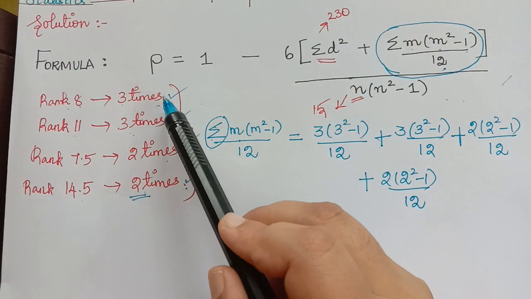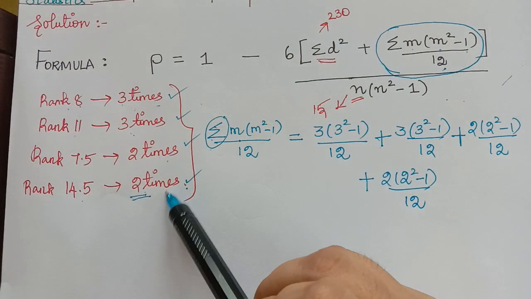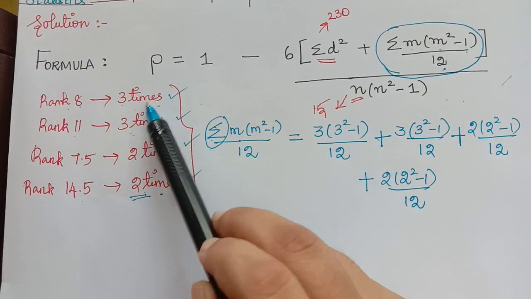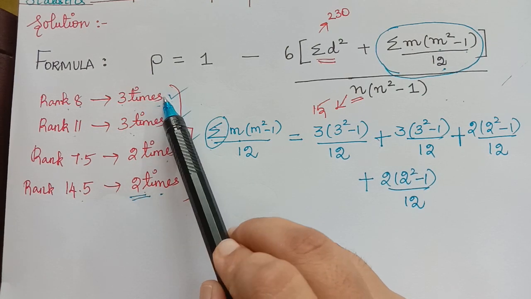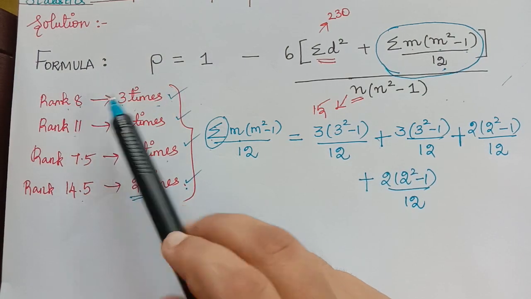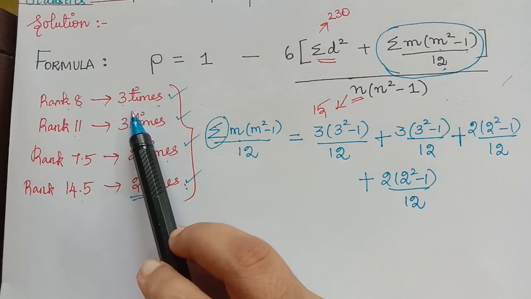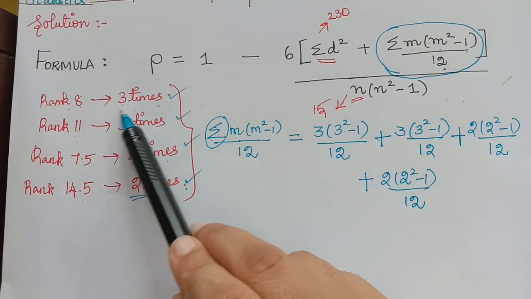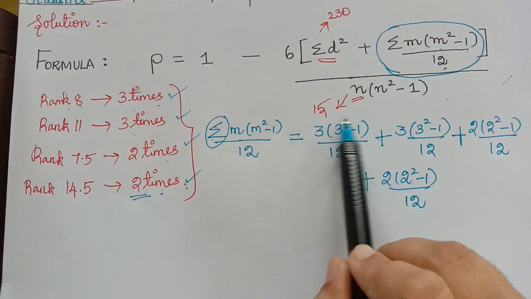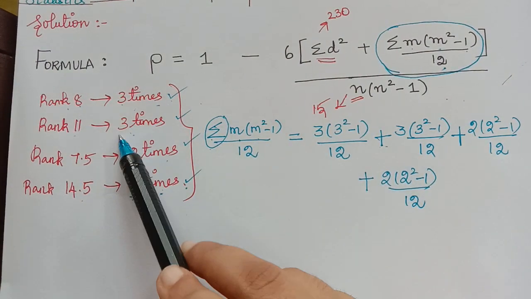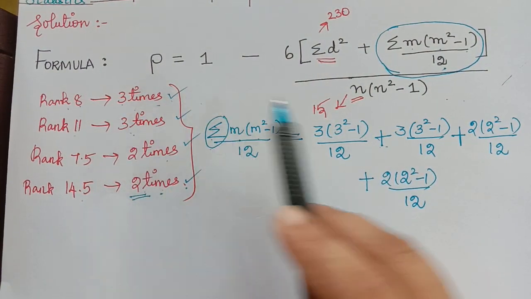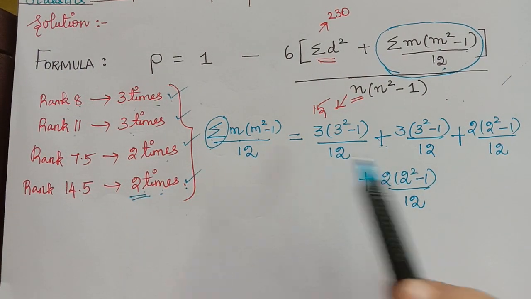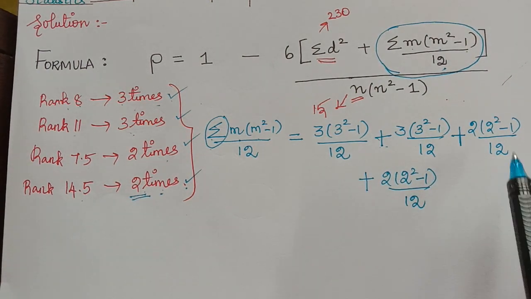So the number of times the ranks are repeated, that we should write and keep. The first value for m will be how many times the first rank is repeated. By mistake, students write the rank that is repeated. So remember students, always write how many times it is repeated. So this is repeated 3 times, so for this we have this, and because of summation, plus. For this rank it is repeated 3 times again, so we have this value, and this is 2 times, so we have this value, and for this 2 times we have this value. These are known as the correction factor.